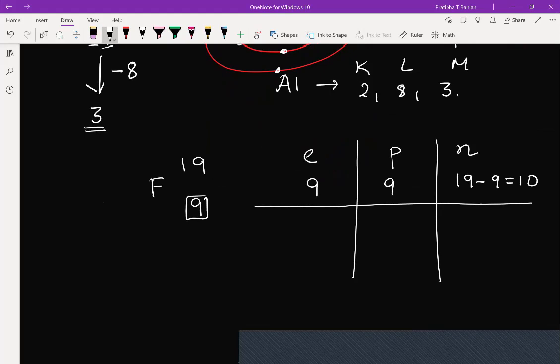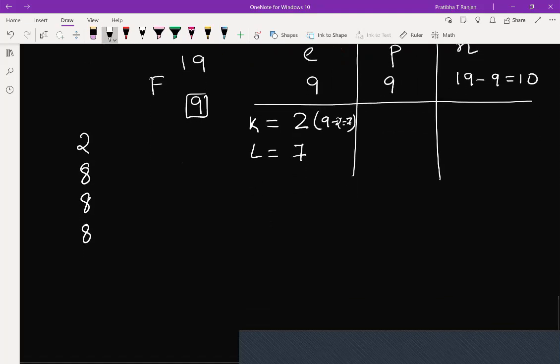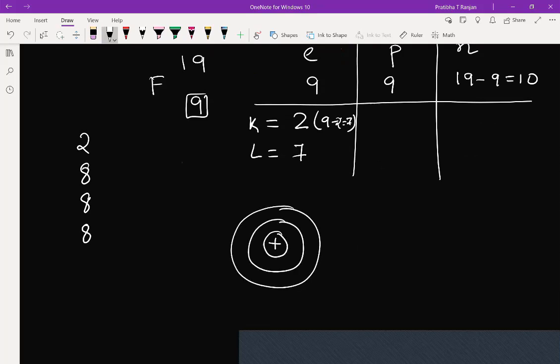Now 9 electrons, use the octet rule, 2, 8, 8, and 8. So first 2 gone, so 7 left, right? 9 minus 2. So 7 will go to the next orbit. So K contains 2 and L contains 7. And if I have to draw the structure, it will be simply this, with 2 orbits, right? So 1, 2, then 1, 2, 3, 4, 5, 6, and 7. And this way we can represent fluorine.